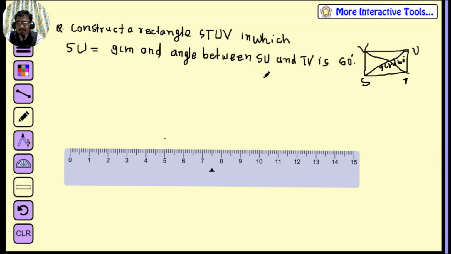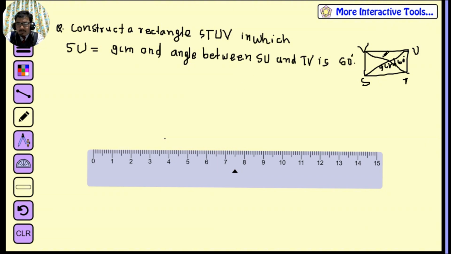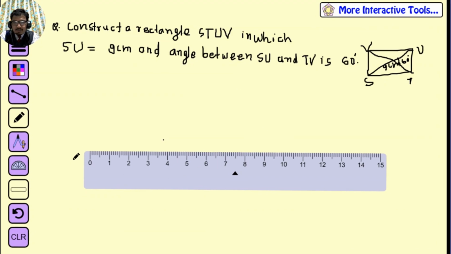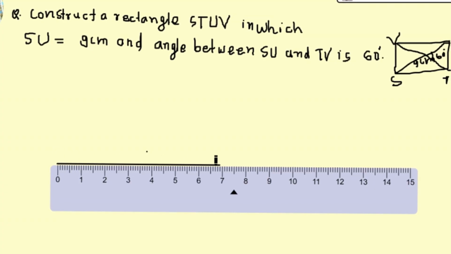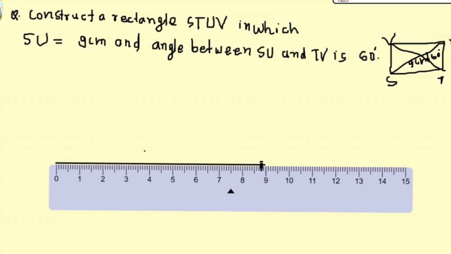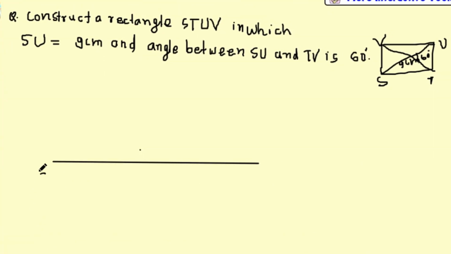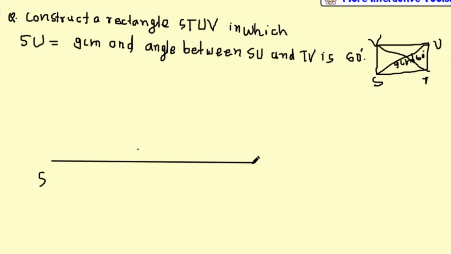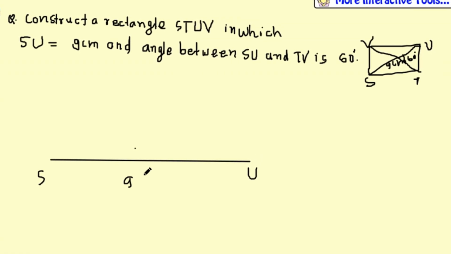Okay students, here I have taken the next type of rectangle in which the two diagonals' lengths will be the same. One diagonal is given and the angle between them is also given. For that, first of all, draw one diagonal whose length is 9 centimeter, and mention here S, U, and it is 9 centimeter.